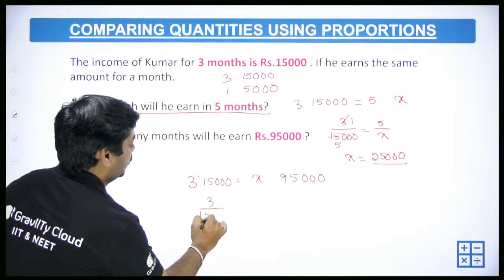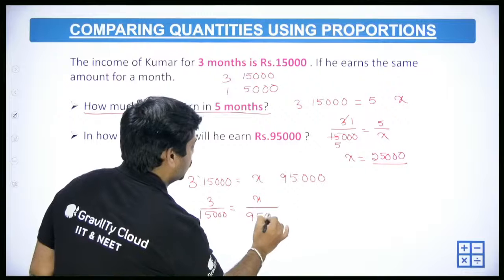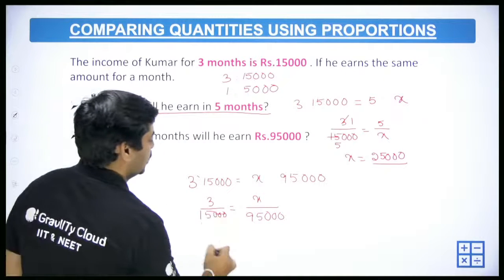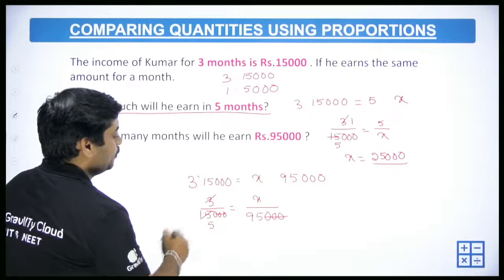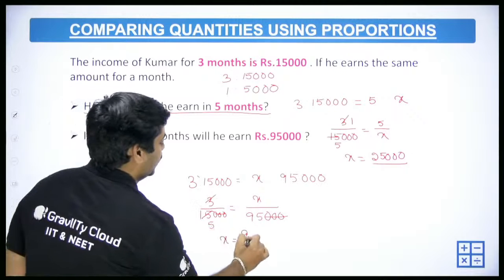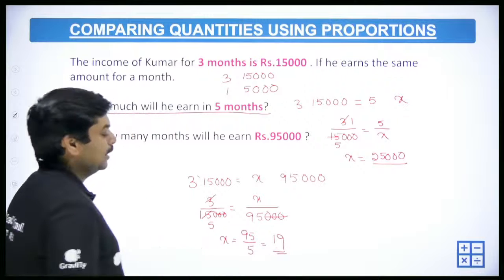So 3 by 15,000 is equal to X by 95,000. Once you solve this, you will get the answer. Let us try to verify that. The 000 and 000 get cancelled on both sides. 3 1s are 3, 3 5s are 15. So X is equal to 95 by 5, which is 19. X is equal to 19.